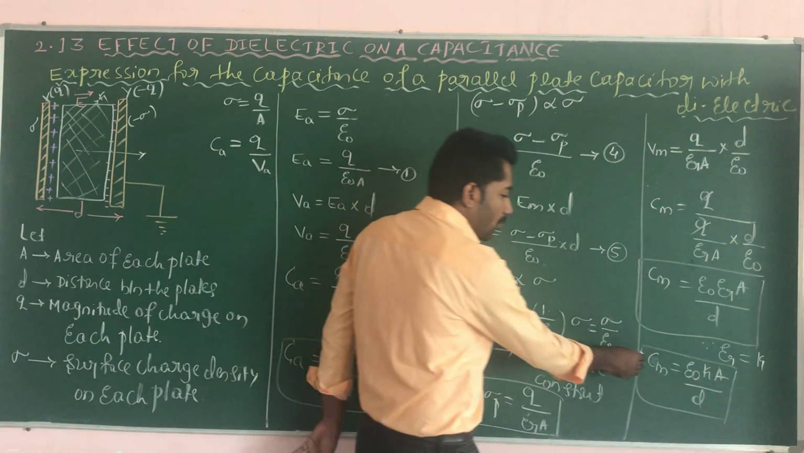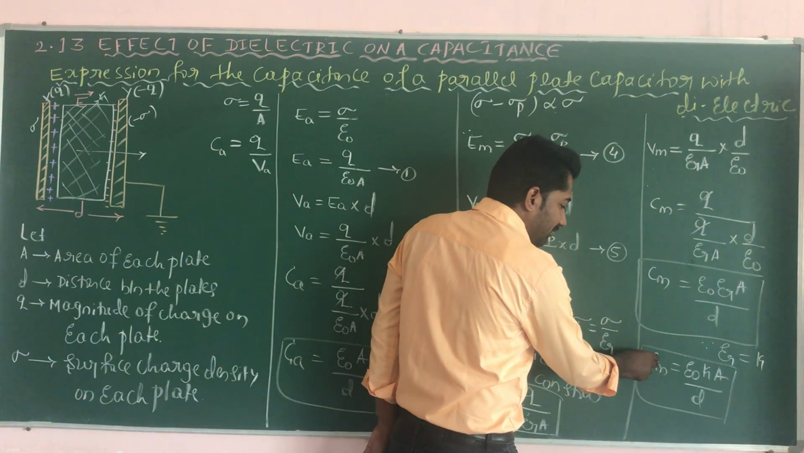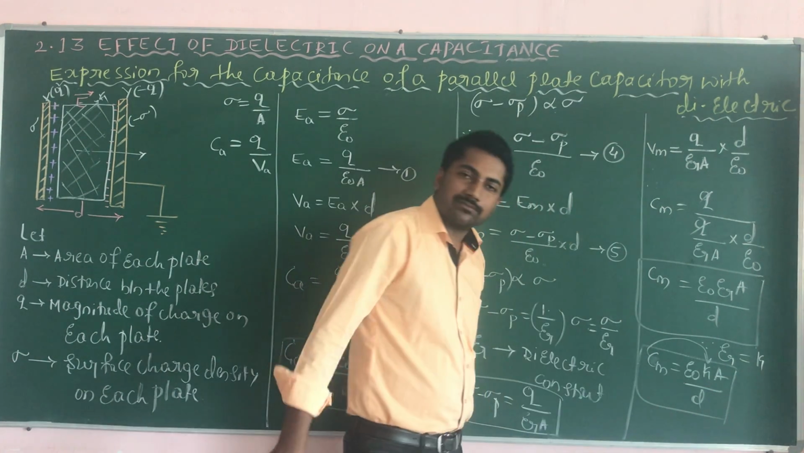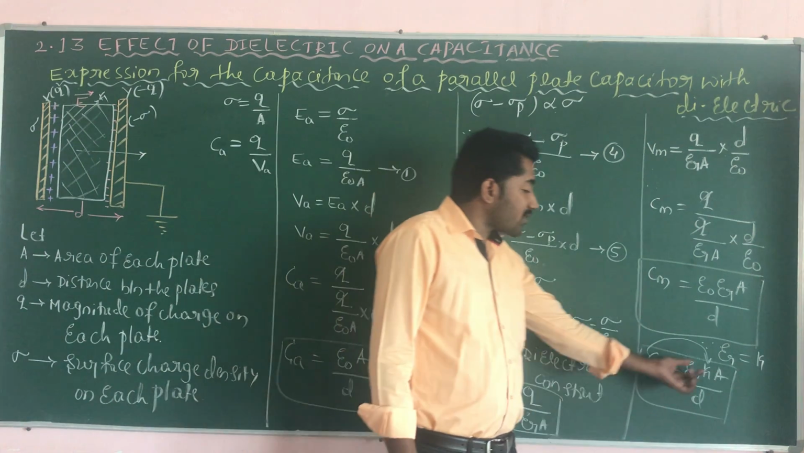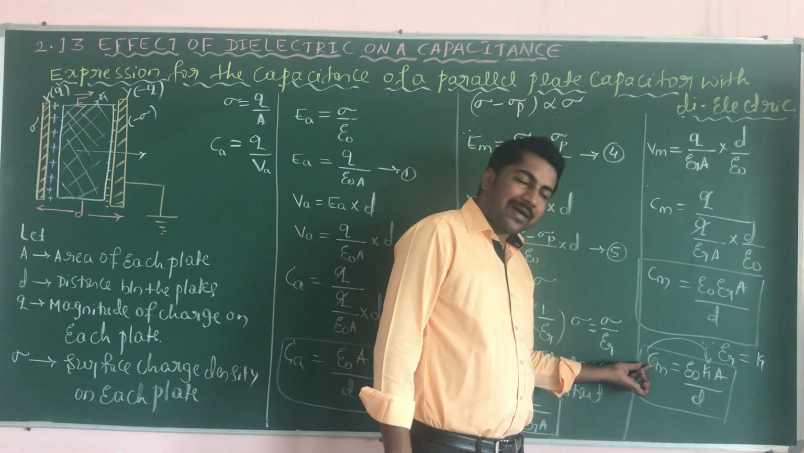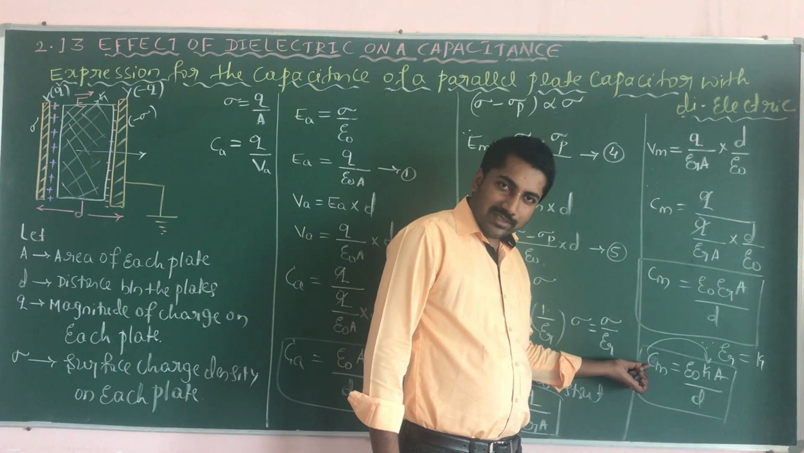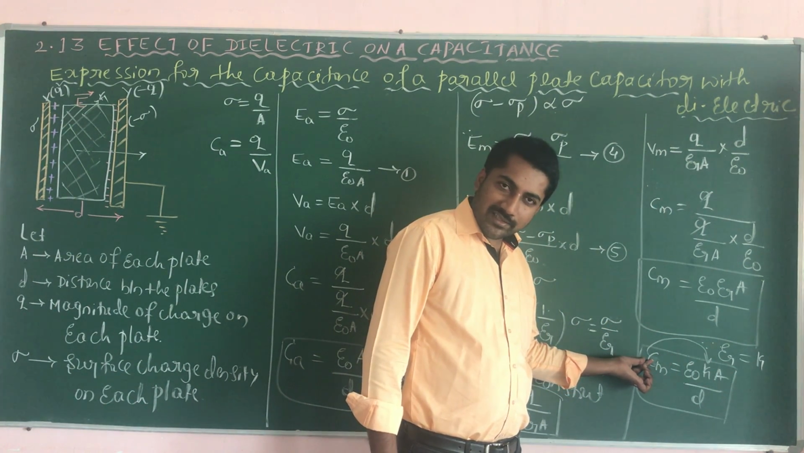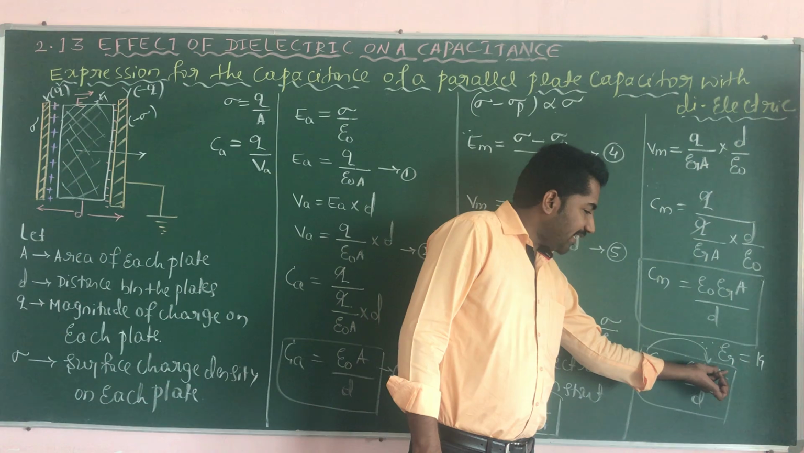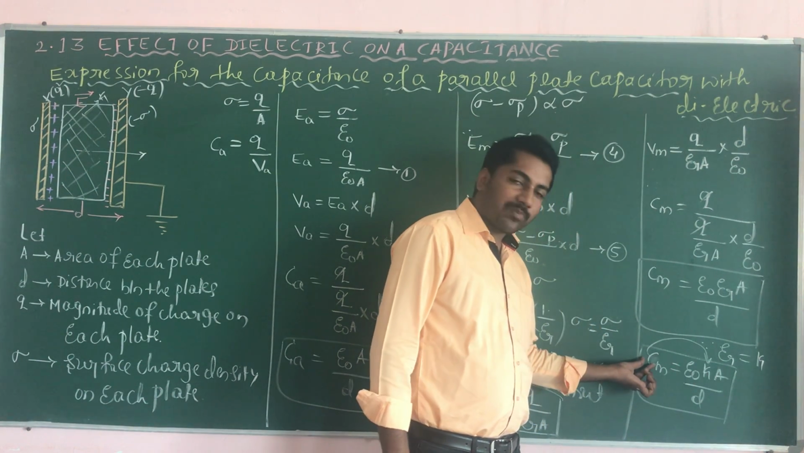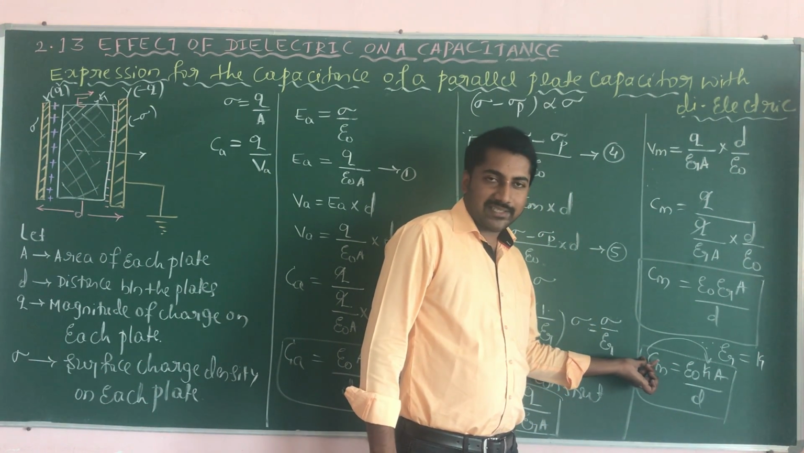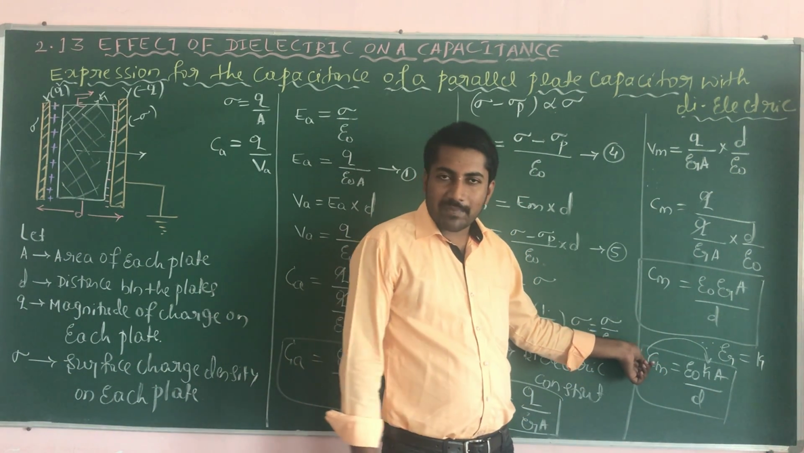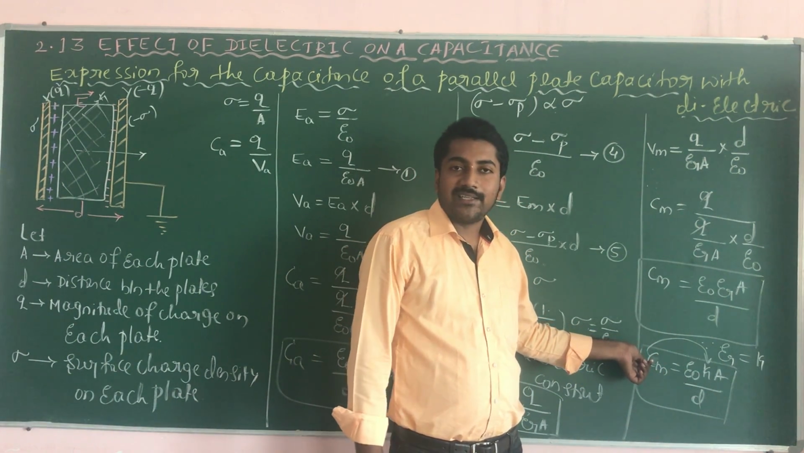The capacitance of a capacitor depends on the dielectric constant. If the dielectric constant increases, the capacitance of the capacitor also increases. If the area increases, the capacitance also increases. If the area of each plate decreases, then the capacitance also decreases. That's why, as I already discussed in the previous class, it depends on the shape and size of the capacitor.